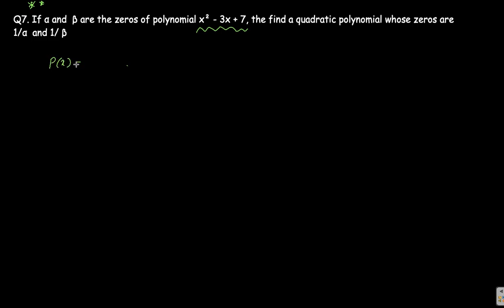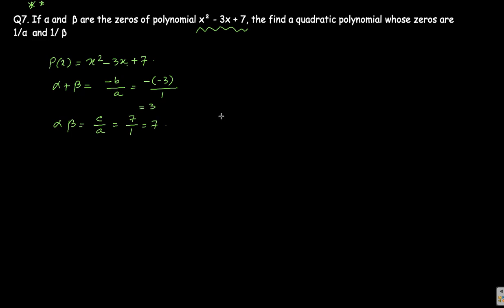So p(x) becomes x square minus 3x plus 7. First step we have to follow: alpha plus beta is equal to minus b by a, that is minus of minus 3 by 1, that is 3, and alpha beta is equal to c by a. What is c? C is 7 by a is 1, that is 7.